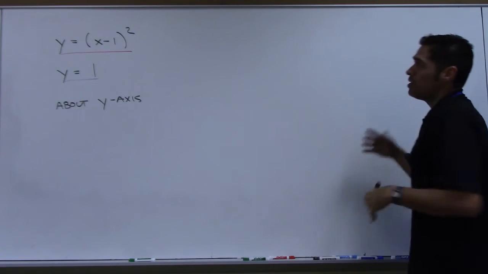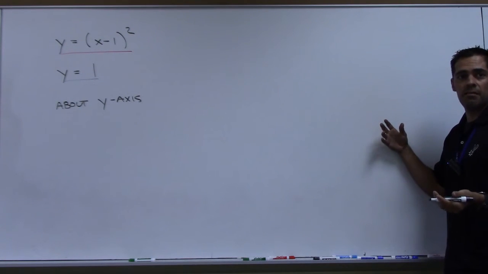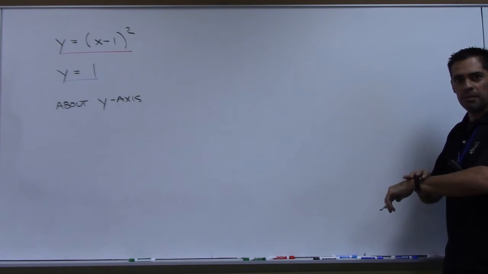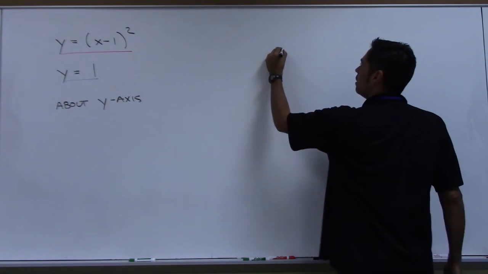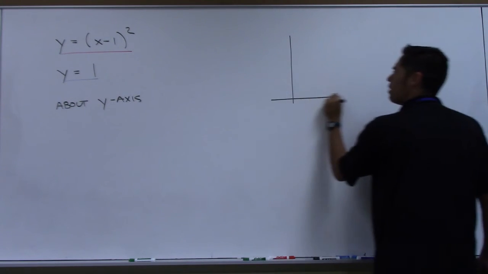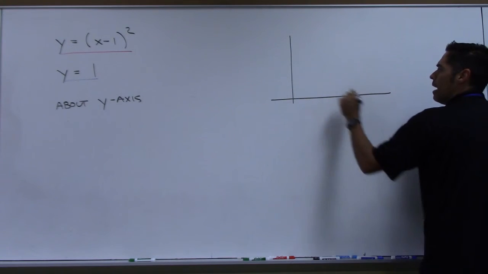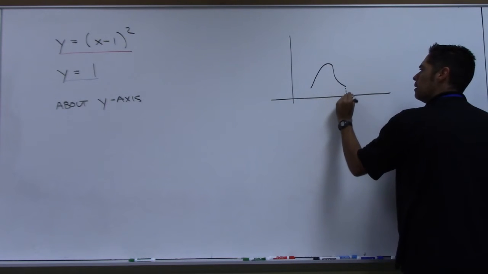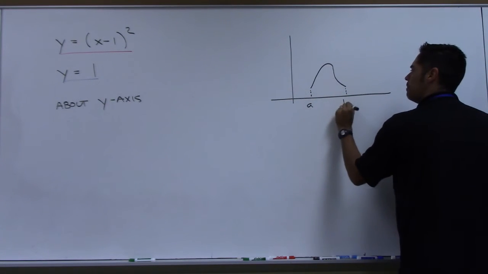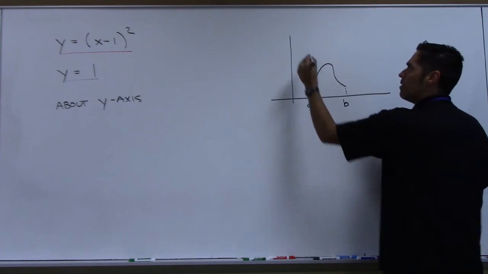All right, don't worry so much about copying this down because the speed at which I'm going to do this, it'll be probably impossible for you to keep up. But you've got a video, you can go back and watch it. All right, so check this out. Let's say I have a region like this, and I have something between A and B here that I want to wrap around the y-axis.